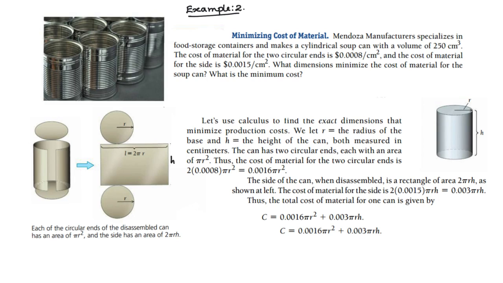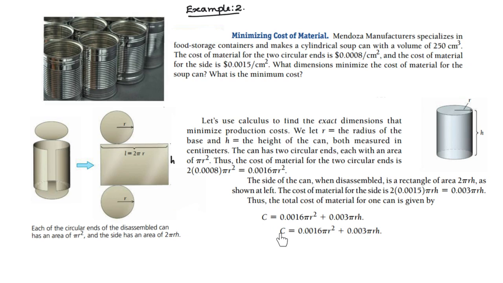Here we have two unknown variables. You can see we don't know r, we don't know h. So two variables, r and h. But there is another piece of information given in the question. The volume of the cylinder, or the soup can, is given. The shape of the soup can is a cylinder. That's why I'm saying volume of the cylinder. The formula is pi r square h. So pi r square h is 250. That will be the constraint.